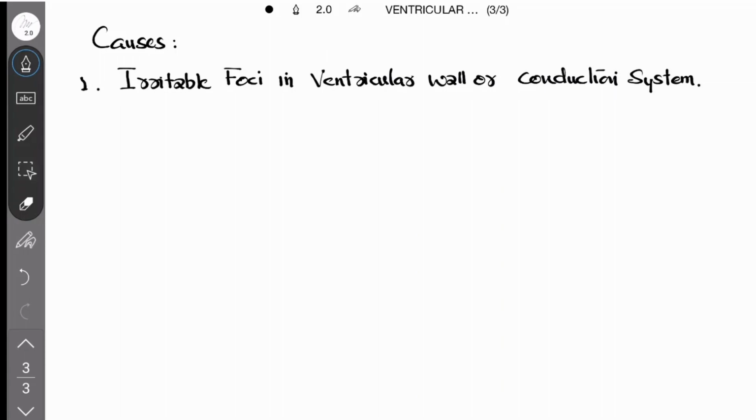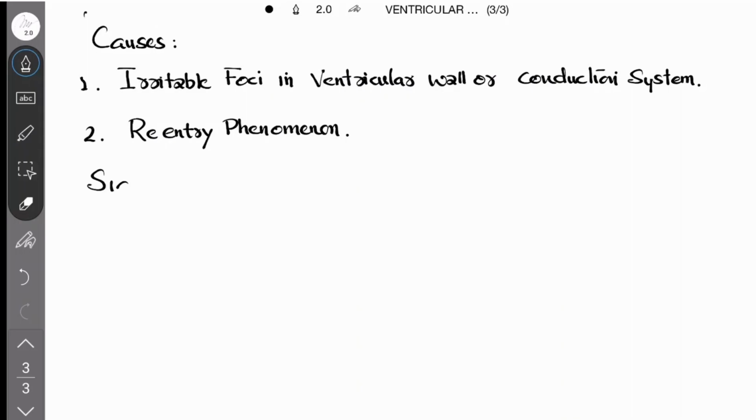So irritable foci in the ventricular wall or conduction system. Second one, re-entry phenomena. Re-entry phenomena means a particular foci reinitiates the electrical current, so the cycle continues. That's a re-entry phenomena.